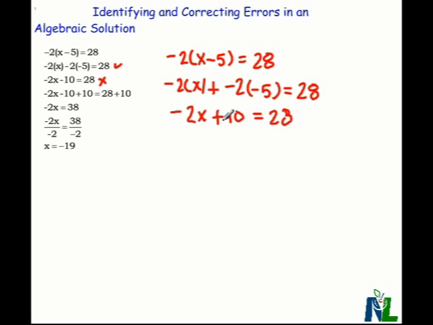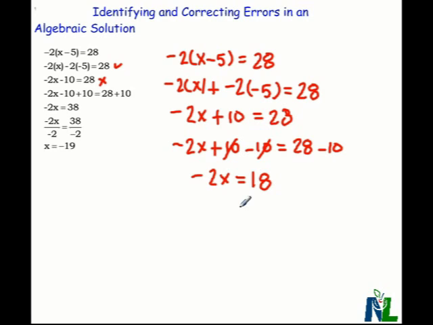The opposite of adding 10 is going to be subtracting 10. So -2x plus 10 subtract 10 equals 28 subtract 10. On the left-hand side of your equation, your +10 and -10 become 0, leaving you with -2x equals 28 subtract 10 is 18.